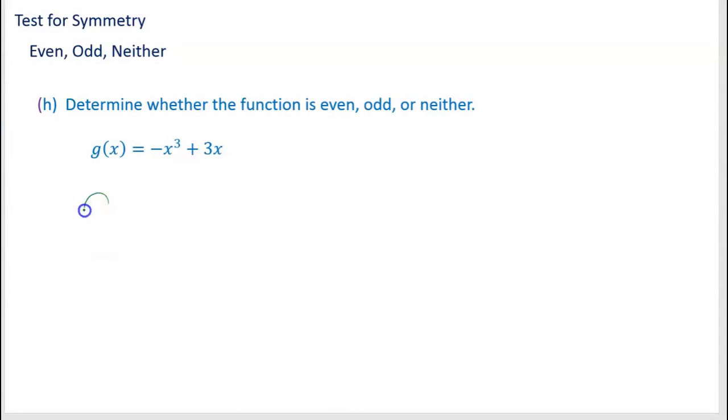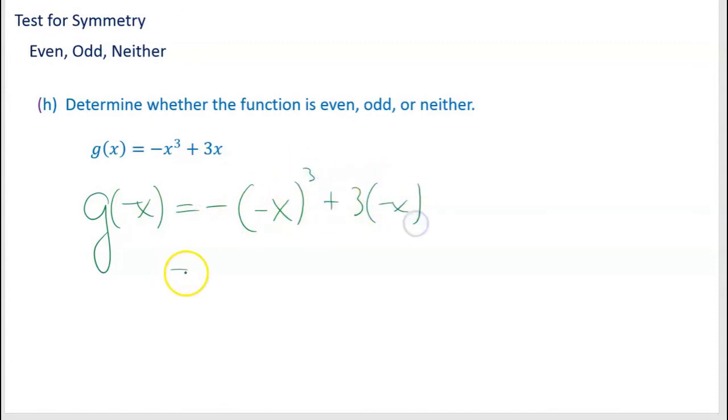So it's going to be g of negative x is equal to negative, and then that's negative x to the third plus 3 times negative x. Now, negative x to the third is negative x to the third, so it's going to be negative times negative x to the third. Why did I keep the parentheses? Because I haven't multiplied these two negatives together yet. This is going to be minus 3x. Well, that's going to give me positive x to the third minus 3x.